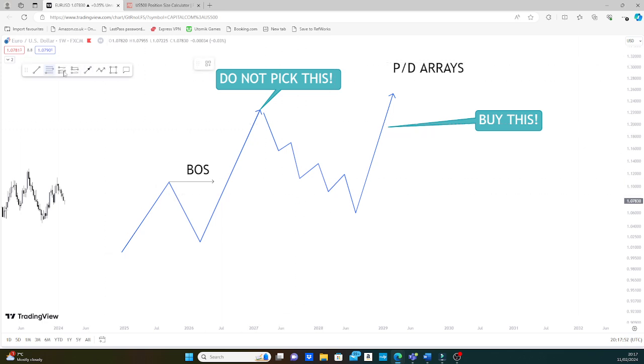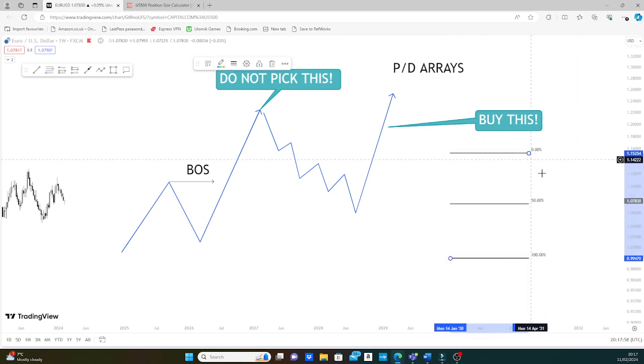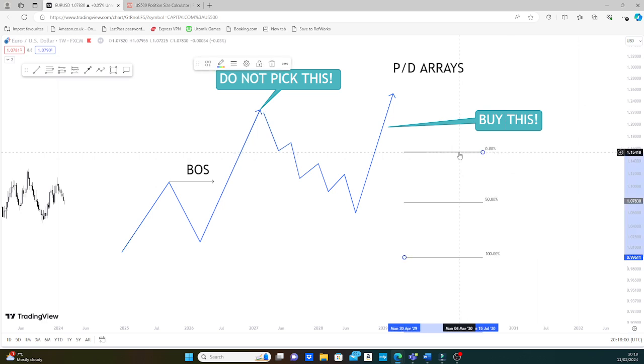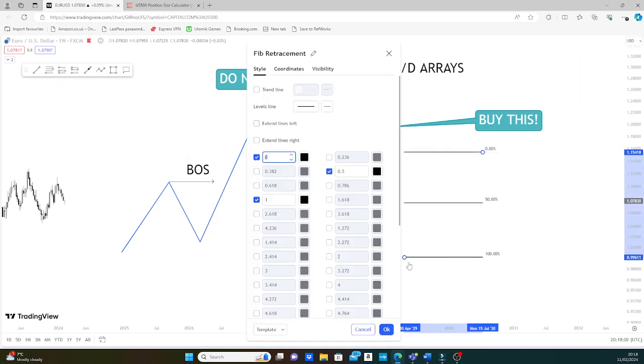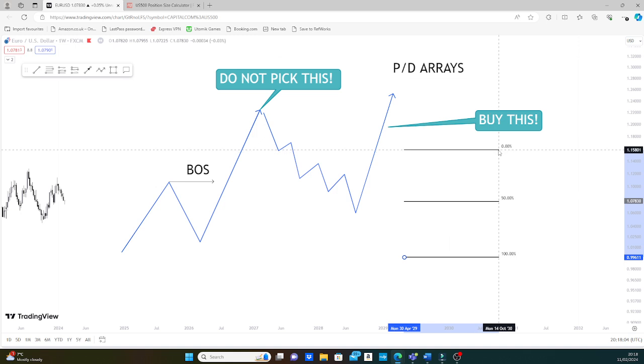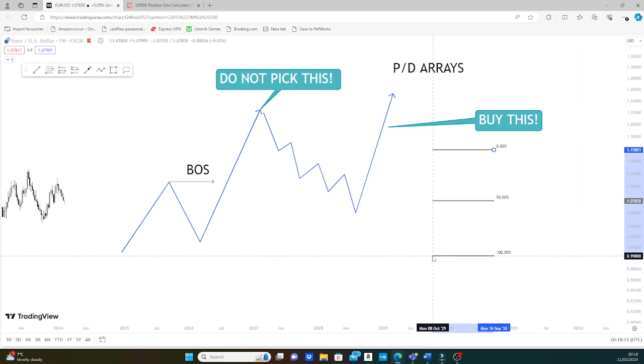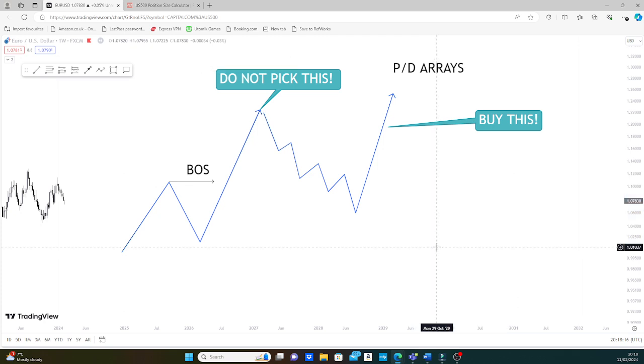So this is how we do it. It's very simple. You take the Fib tool and you project it from the swing low up to the swing high. As you can see over here, these are my Fib settings, nothing fancy. You only need the 0% level, the 50% level, or the 0.5 level, and obviously the 100. These are the only three numbers you need to be successful with ICT concepts. It's understanding premium versus discount, and here's how we do it.